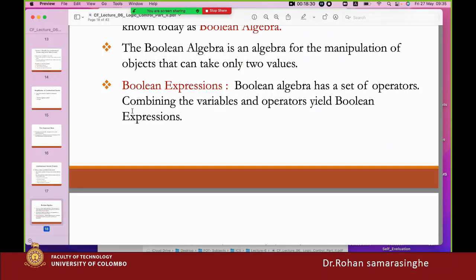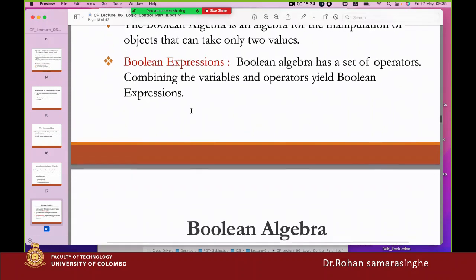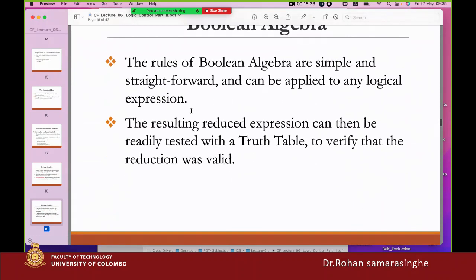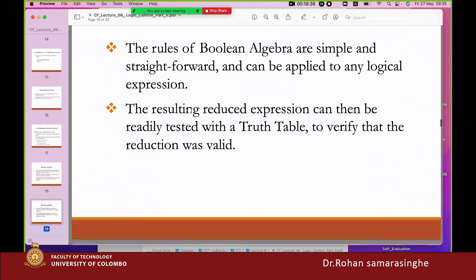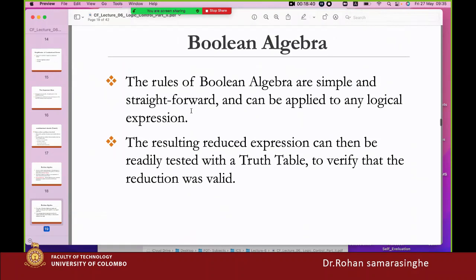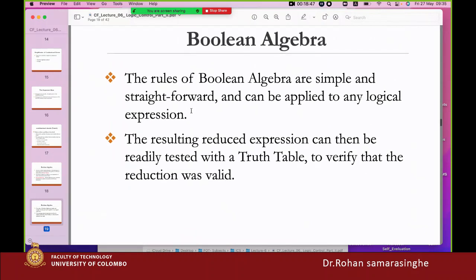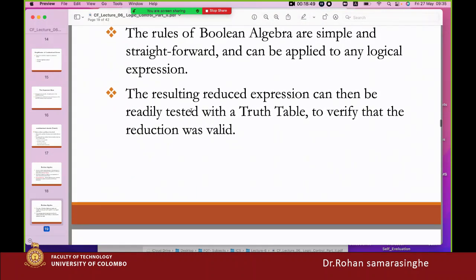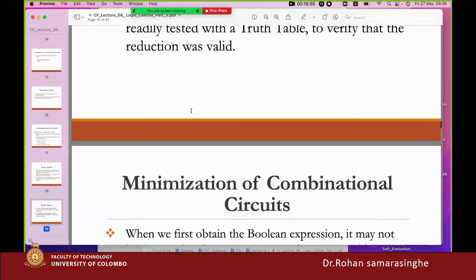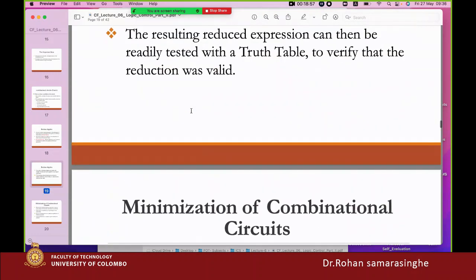Boolean algebra has a set of operators. Combining the variables and operators yields the Boolean expression. There is a set of rules, which I explained. I remember we did those things with some examples, but today we don't have time to do that. I will just revise, and you will have to go through these lessons 2-3 times to understand and keep all these rules in your mind.